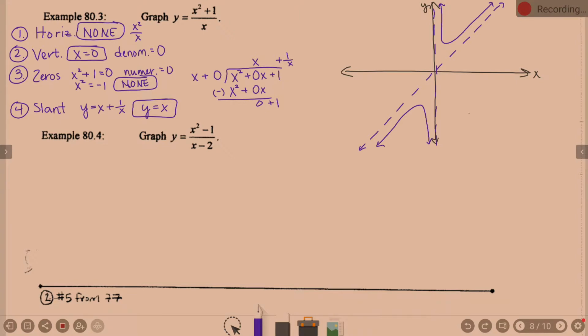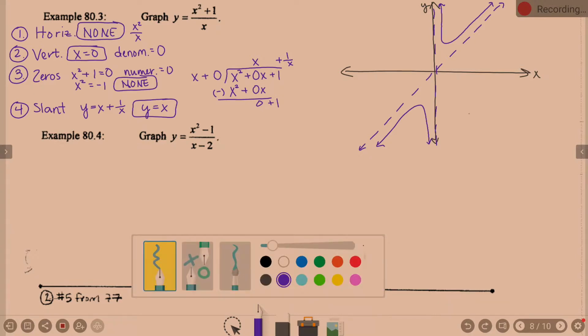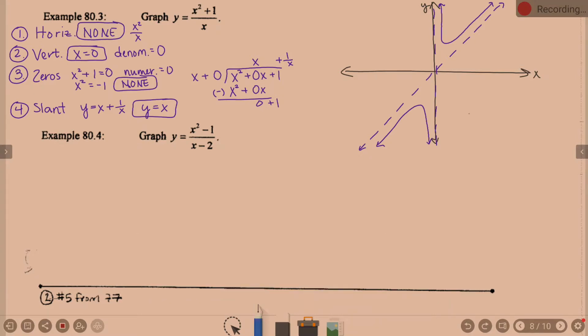Okay, one more. Let's see, step 1. Any horizontal? Of course not, right? Because part of the name of the game today is slant asymptotes. So no horizontal because we have the bigger power on top. What about vertical asymptotes?